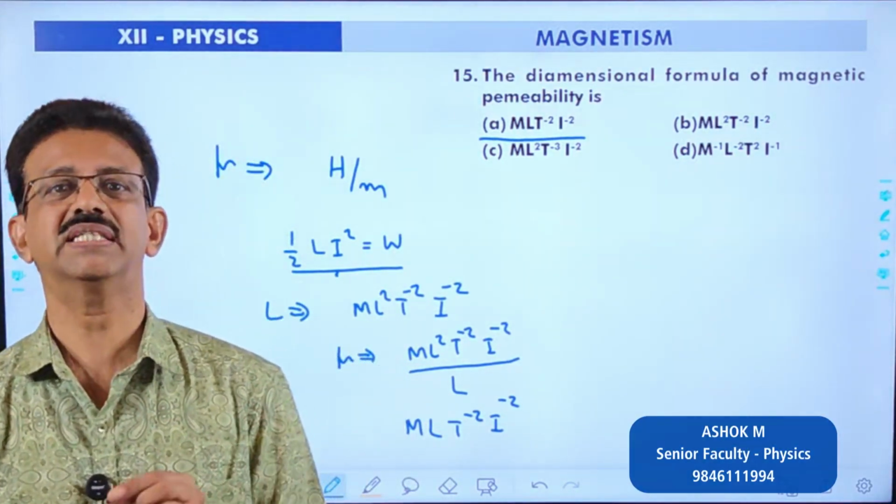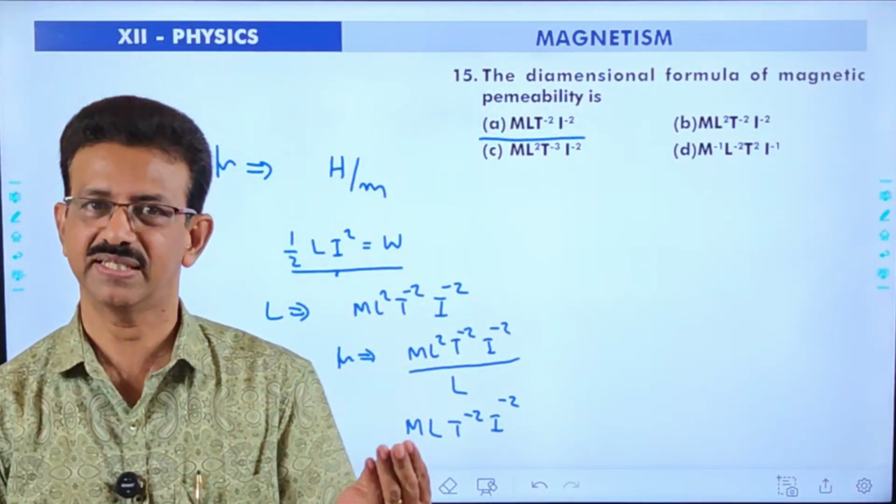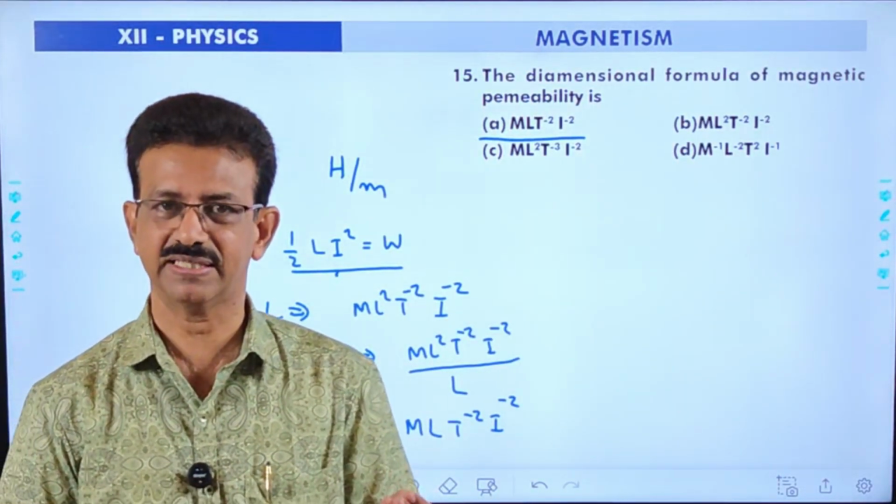When you go through these 15 questions, you will get some idea about the simple problems and the theory portions of this magnetism. Thank you.